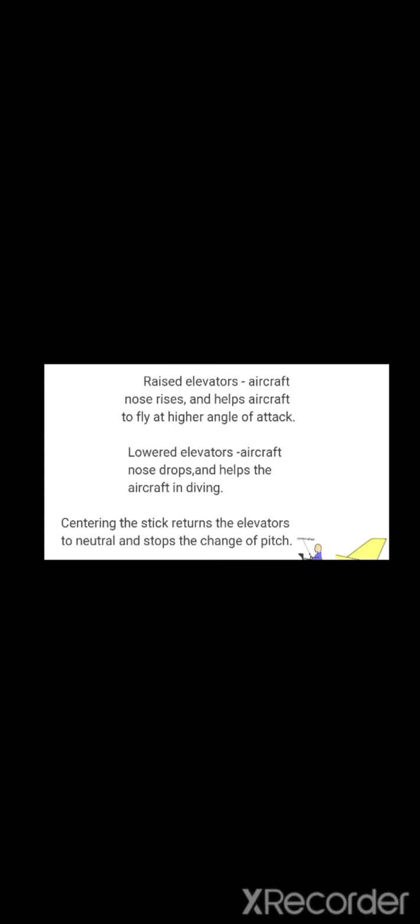When the pilot pulls the stick backward, the elevators go up, and pushing the stick forward causes the elevators to go down. Raised elevators push down on the tail and cause the nose to pitch up. This makes the wings fly at a higher angle of attack, which generates more lift and more drag.